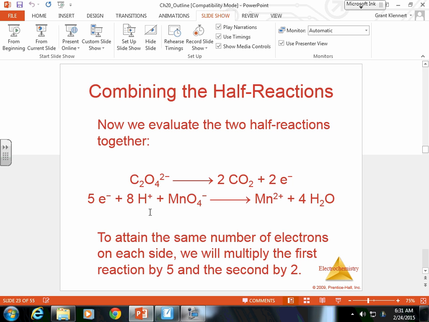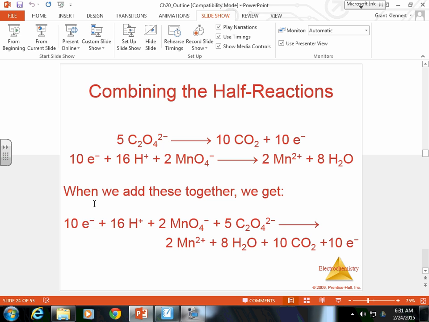Well, we need to have the same number of electrons on each side of the equation. We have 5 electrons over here. We have 2 electrons over here. So we're going to have to multiply the first reaction by 5 so we can get 10 electrons, and the second reaction by 2 to get 10 electrons. So we multiply our top equation by 5. We multiply our bottom equation by 2. We have 10 electrons and 10 electrons.